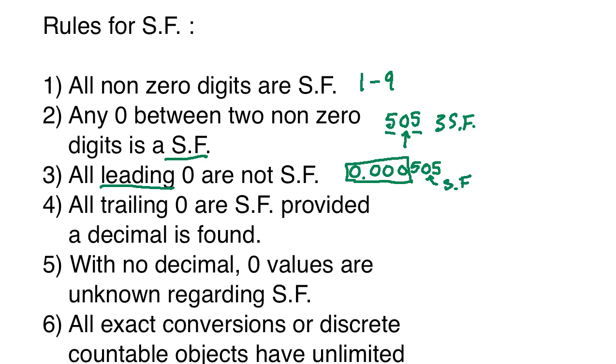Now, once you hit your first non-zero digit, so in this case it was 5, at that point the leading term gets cut off, and then anything else you need to apply the additional rules to. All right, so again, that's why that 0 between the 2 5s, even though it comes before that second 5, the last 5 in the number there, is not considered a leading 0, because higher on the list is if a 0 is between 2 non-zero digits, and it fits that value there. All right, now, number 4, all trailing zeros are significant figures, provided a decimal is found. So what does this mean?